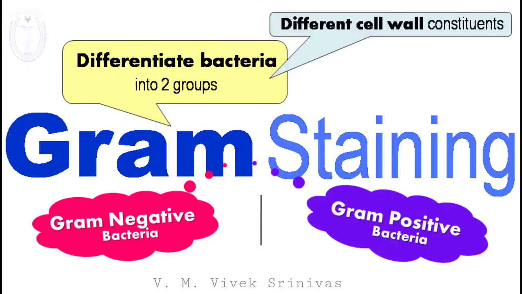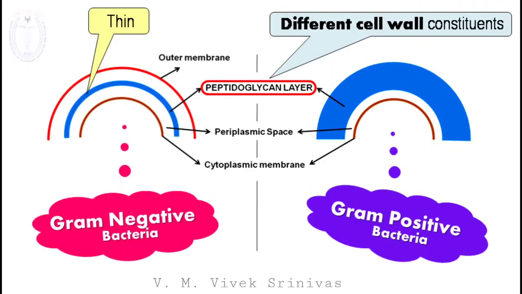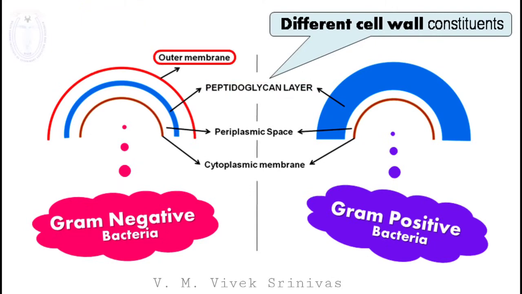These two groups are different in their cell wall constituents. The gram-positive bacteria have a thick peptidoglycan layer, but the gram-negative bacteria have a thin peptidoglycan layer. And, in addition, they have another layer, the outer membrane, which is rich in lipid content.